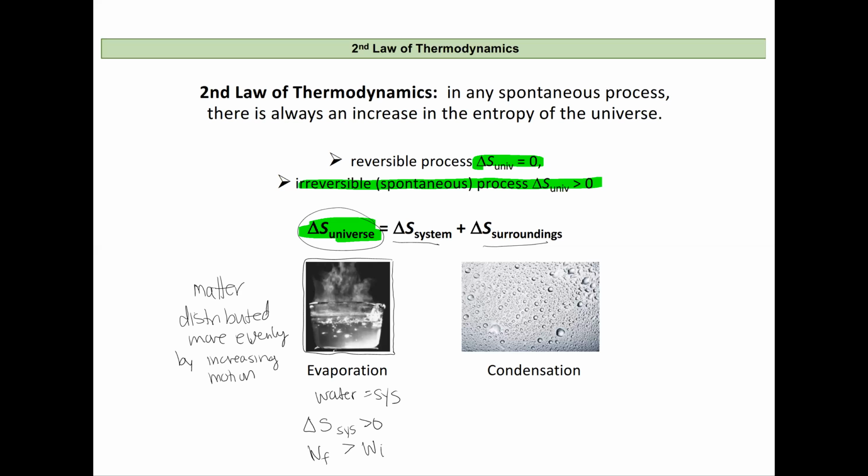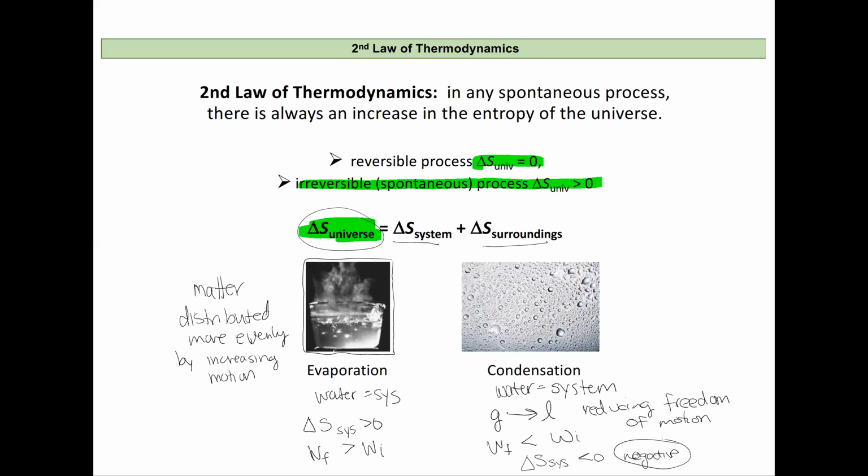Let's think about condensation. Again, here our water is the system, and we're going from the gas phase to the liquid phase. And so we're reducing the actual freedom of motion that our water particles have. So our number of microstates in the final liquid is going to be less than the microstates available to the initial gas water particles in the sample. So our change in entropy for this system should actually be less than zero. It should be negative.